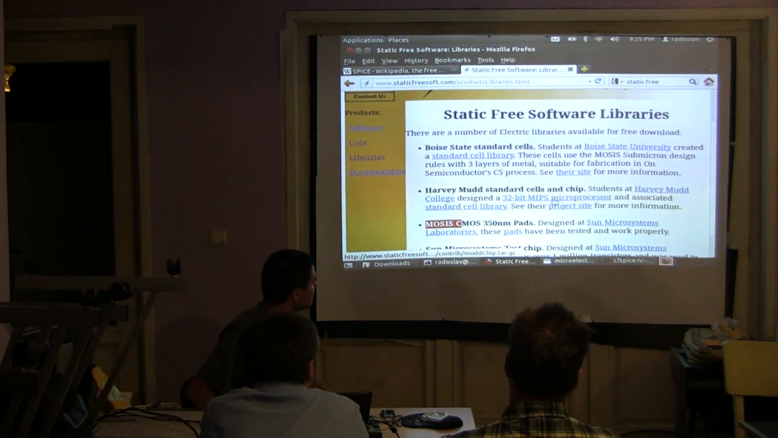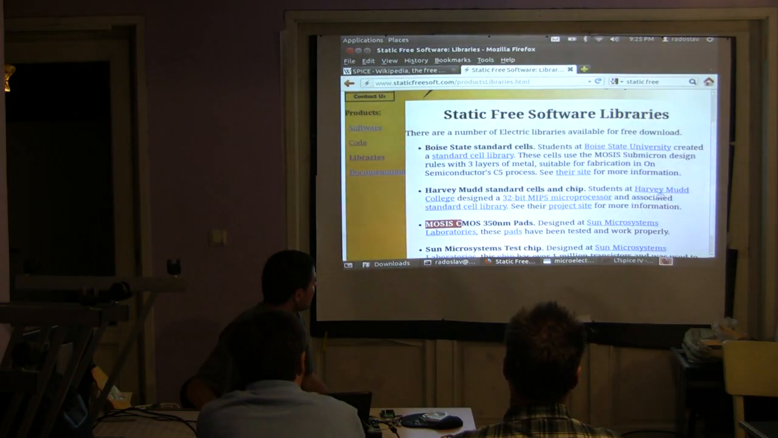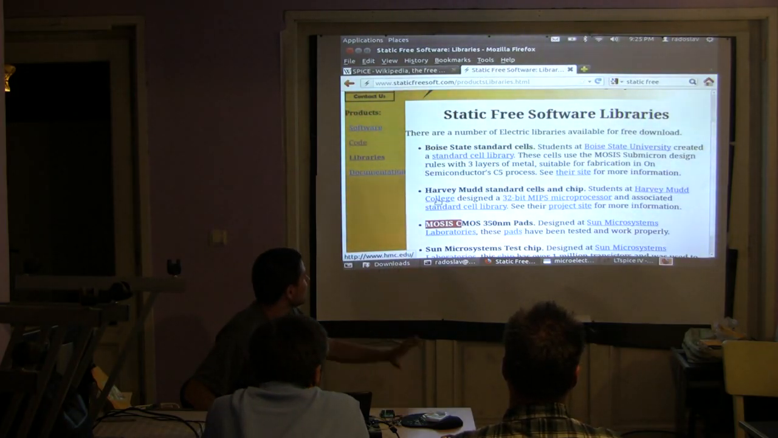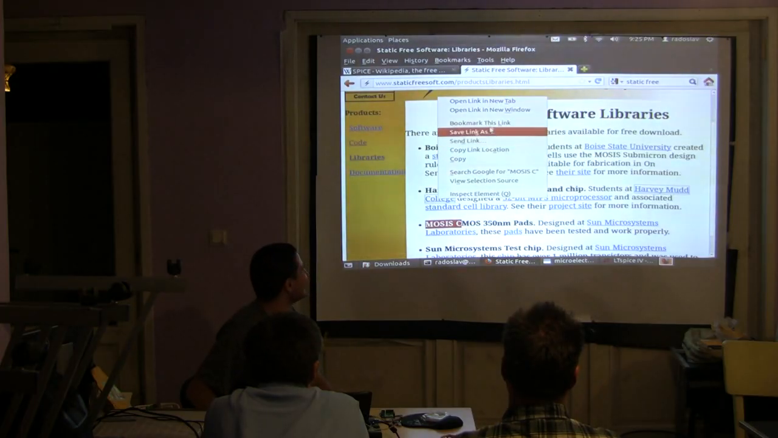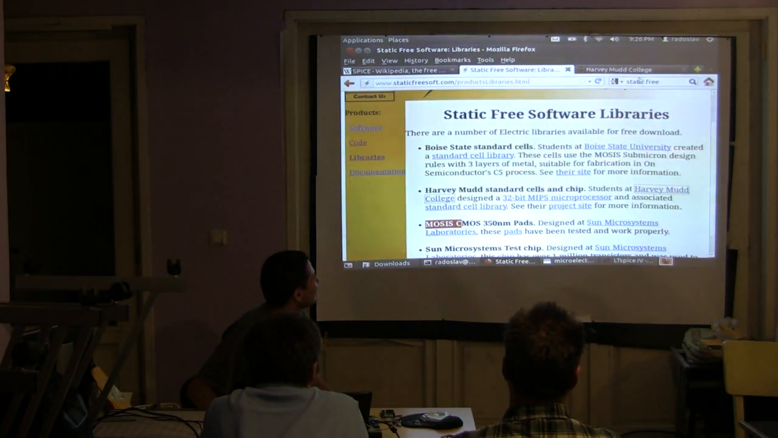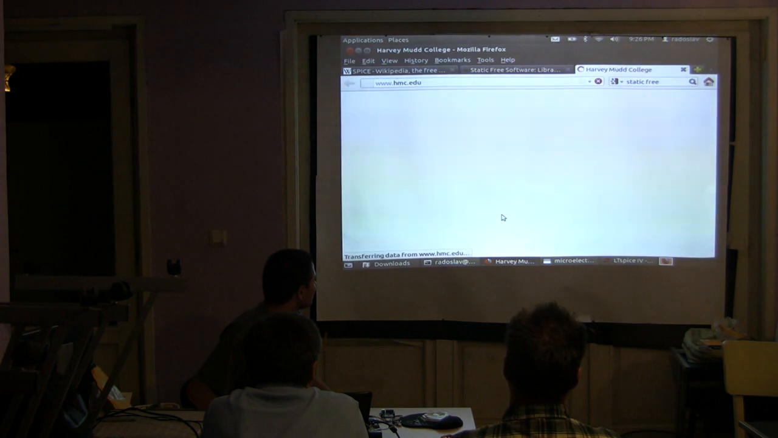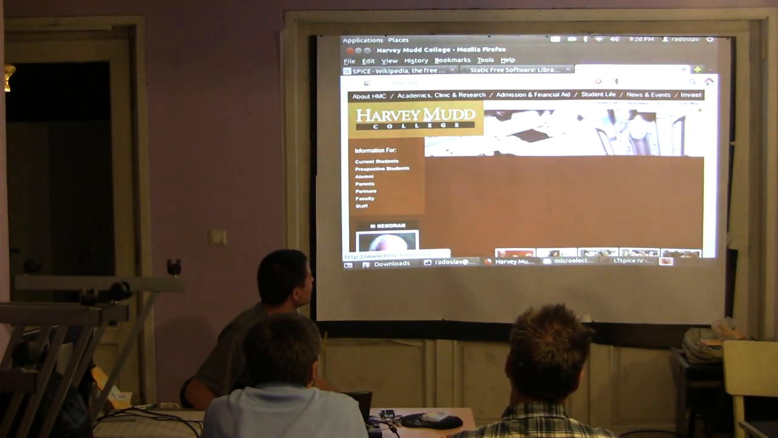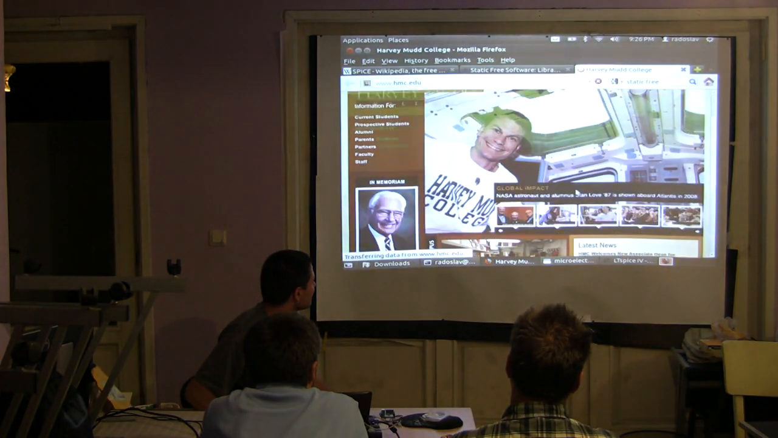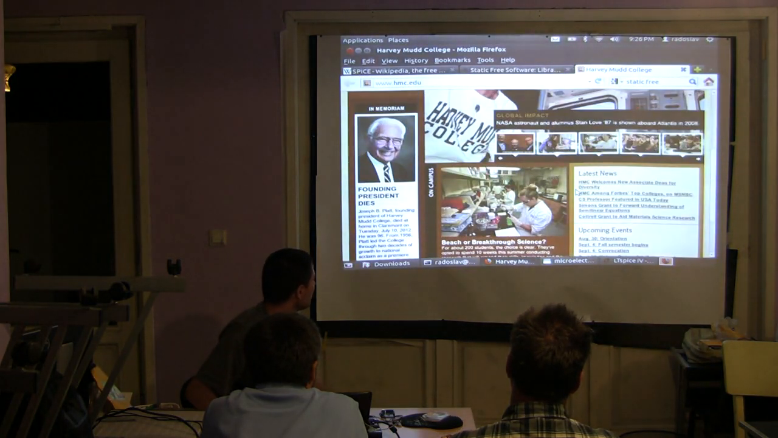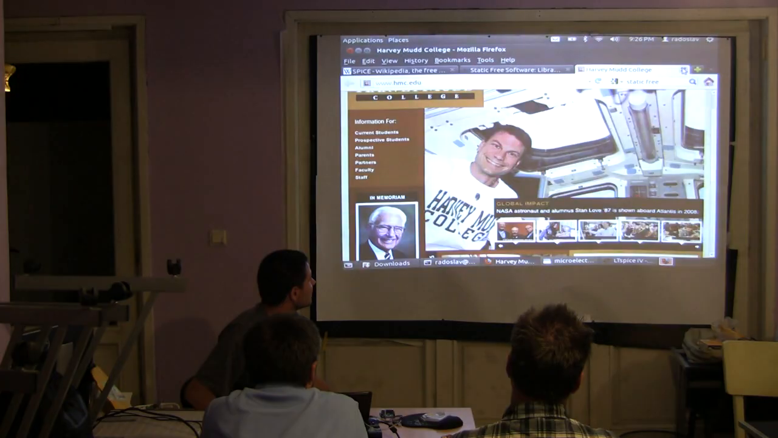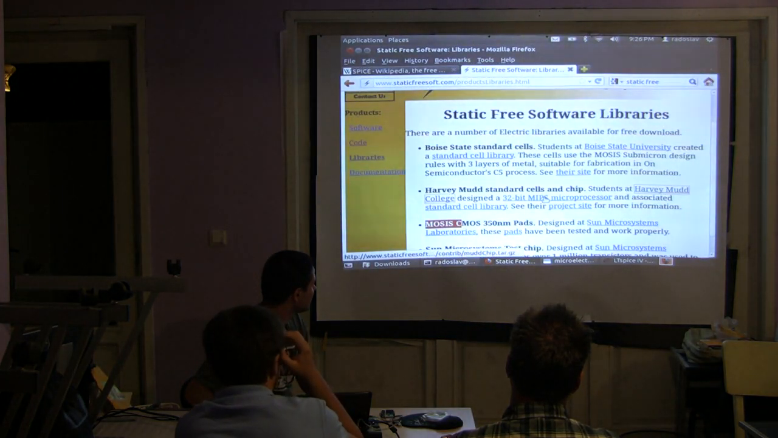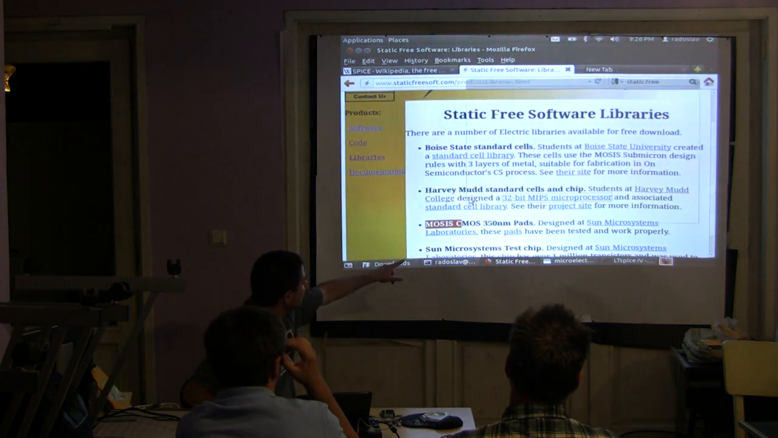Here is the MIPS microprocessor, Harvey Mudd College. I'm sorry, I don't know why I have mistaken it with Harvard University. Harvey is some kind of college, so they have published the standard cells here.